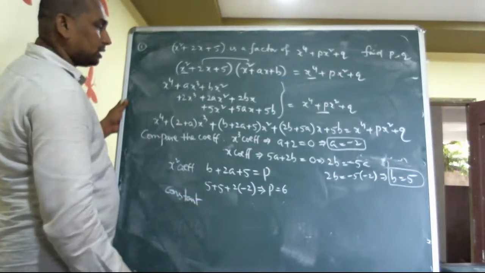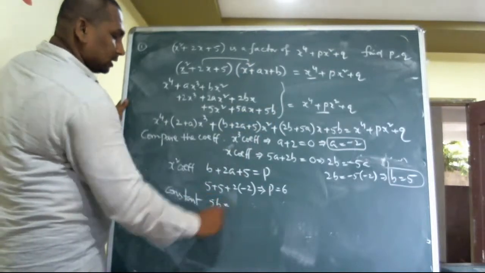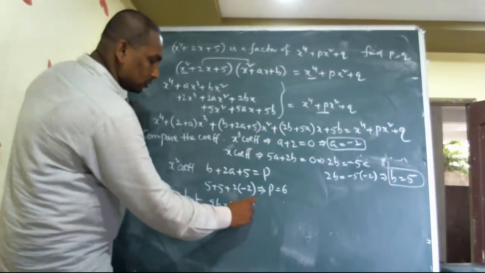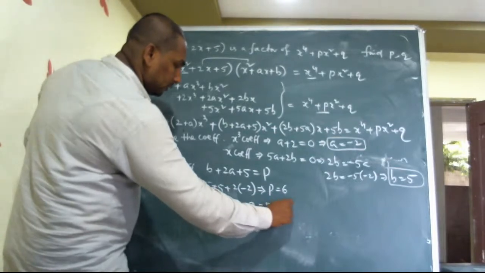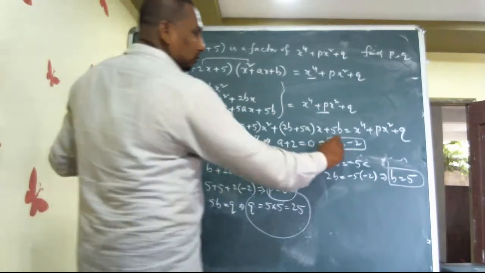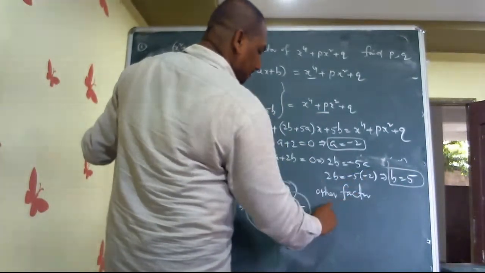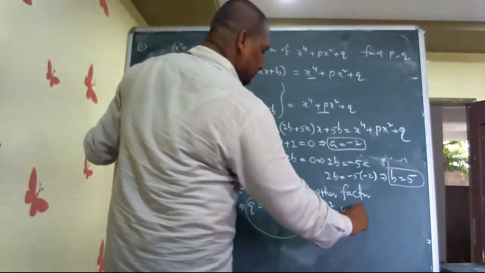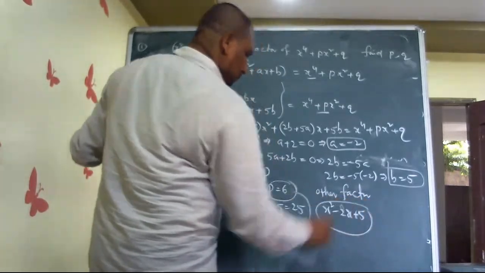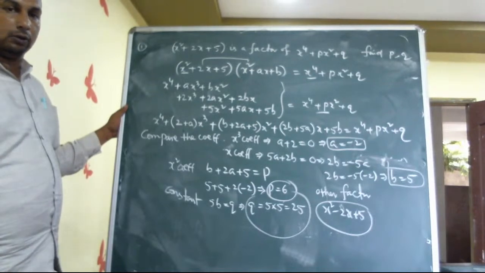Constant. What is the constant? LHS constant 5b is equal to RHS constant q. What is the b value? 5. So the q value is equal to 5 into 5, which is 25. p value, q value, a and b values. So what is the other factor? x square minus 2x plus 5. That's right.